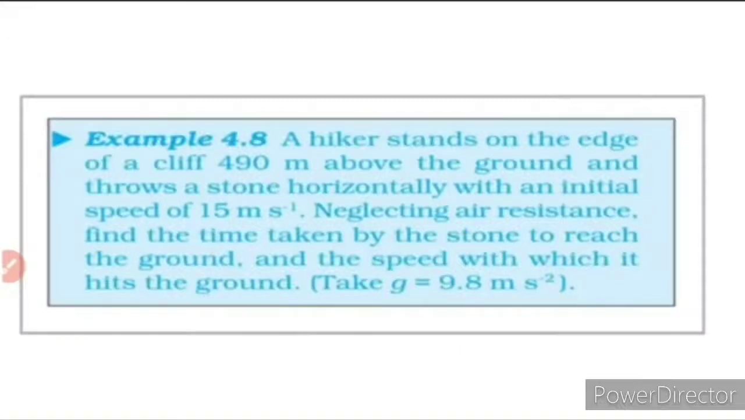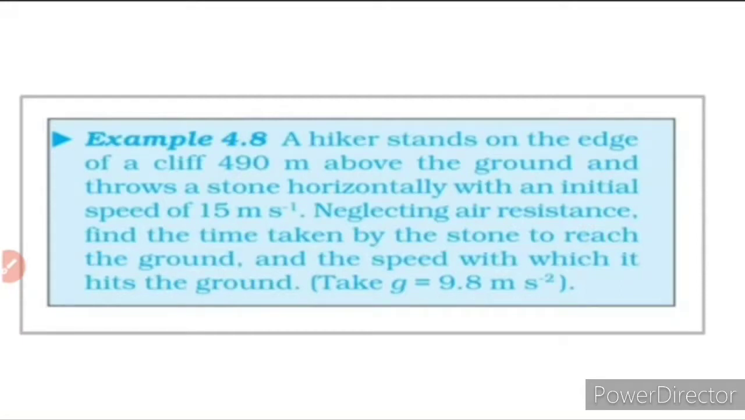Example 4.8. A hiker stands on the edge of a cliff 490 meters above the ground and throws a stone horizontally with an initial speed of 15 meters per second. Neglecting air resistance, find the time taken by the stone to reach the ground and the speed with which it hits the ground. So the data given in the question: it is thrown from the top of a cliff.